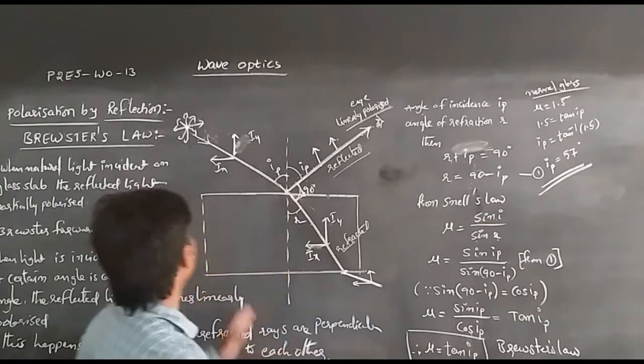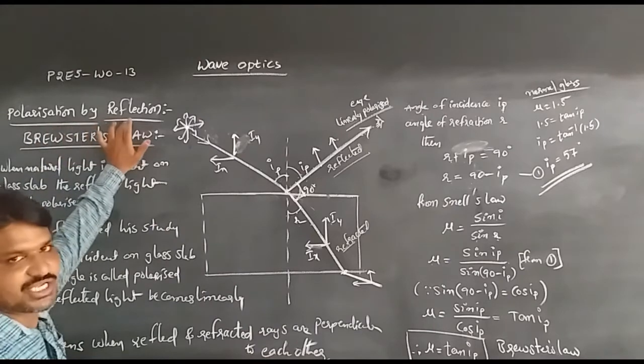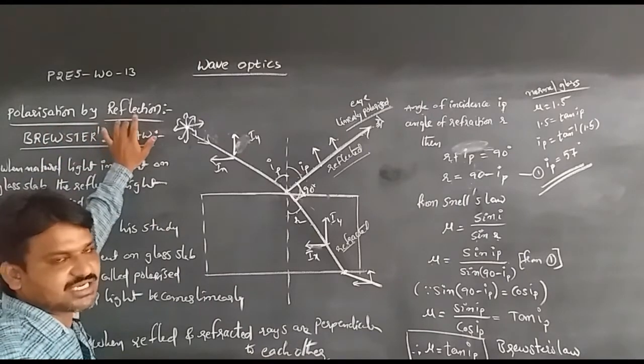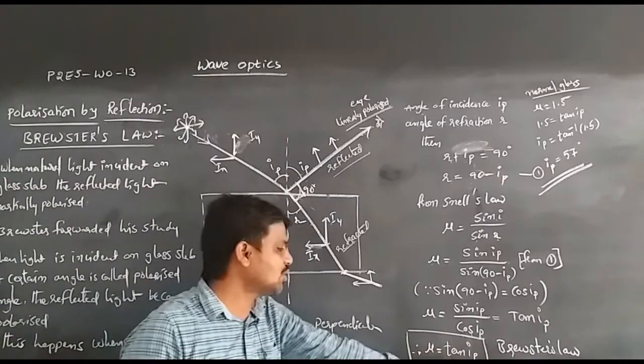This is about polarization by reflection according to Brewster's law. Brewster's law is mu is equal to tan IP.